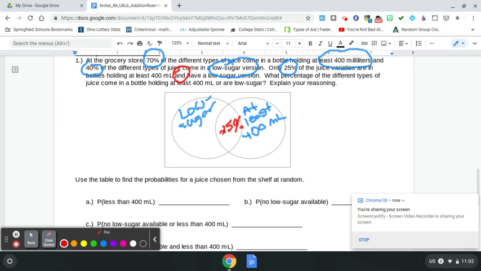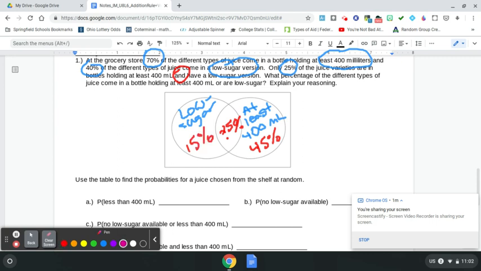If we take a look at our at least 400 milliliters, yes, that is 70% total, but we already have 25% taken care of here, which means we have to take 70 minus 25, and that gets us 45% for this bubble. The 40% over here, that's for the low sugar version. We already have 25% taken care of, so we take 40 minus 25, and that got us 15% over here.